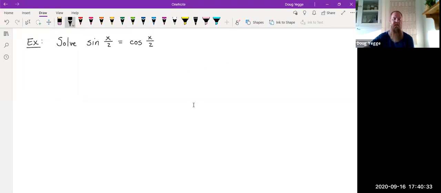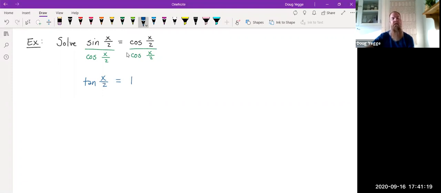Now let's take a look at a different situation where we've got two different trigonometric functions. First of all, I have sine of x over 2 is equal to cosine of x over 2. Since I have sine and cosine, I need to somehow figure out how to change this into one type of trigonometric function. There are two methods we could use here. One method is to realize that if I divide both sides by cosine of x over 2, then the left side of the equation becomes a single function, tangent of x over 2 equals 1.